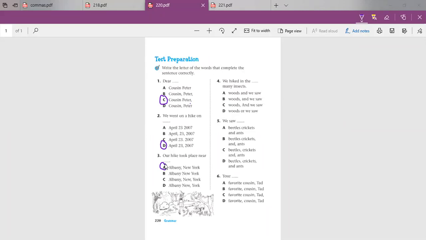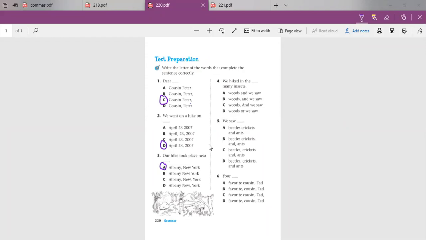Noor, can you read number 4? We hiked in the woods and we saw many insects. Let's finish the lesson. If in the end we get the time, then you can see the first page. Otherwise, I will post this complete lesson video on EduKids. Then you can see it from there.